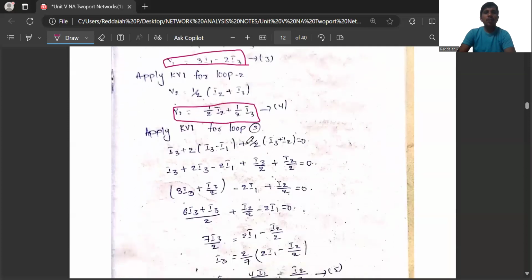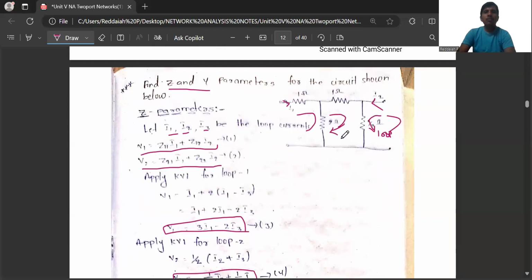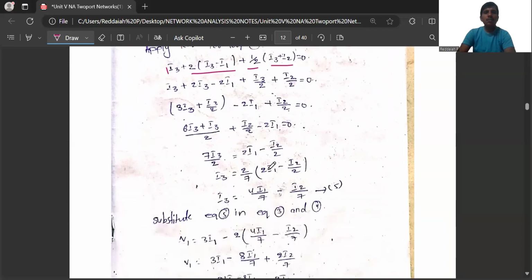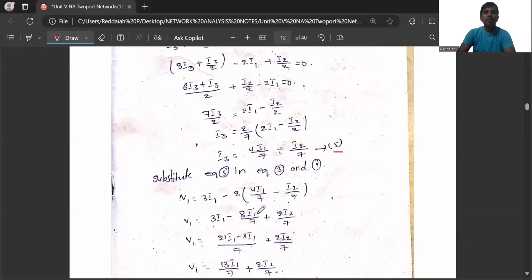Apply KVL for loop 3. According to the direction of currents you assume, if you assume 1 ohm current is only I3, then 1 into I3 plus 2 into (I3 minus I1) plus 1 by 2 (I3 plus I2). If you solve this, you will get I3 as I2 by 7. Make it as equation 5. Substitute equation 5 in equations 3 and 4.